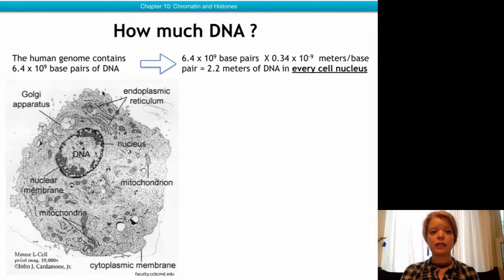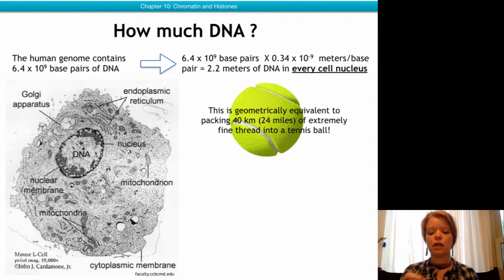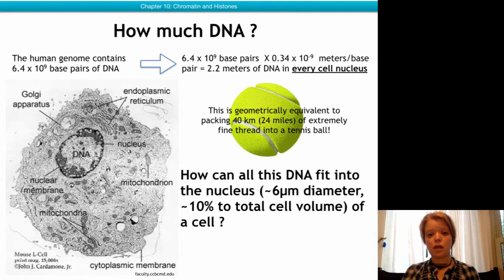So this is an electron microscope photo of a typical eukaryotic cell, and you can see that the nucleus takes about 10% of the cell, yet it's capable of fitting 2.2 meters of DNA molecules. That's the equivalent of 24 miles of very thin thread fitted inside a tennis ball. So how can all this DNA fit in?